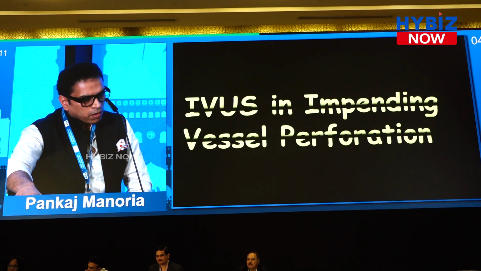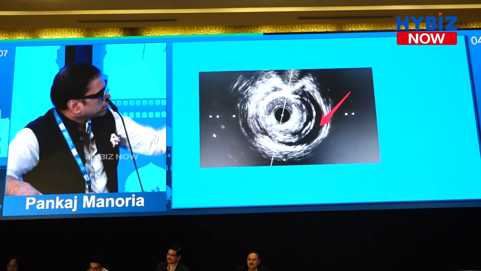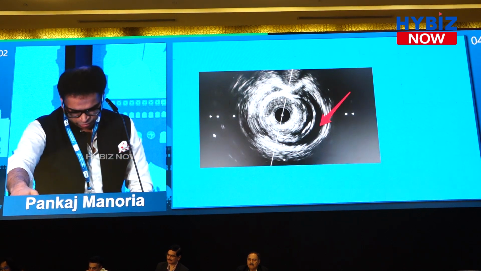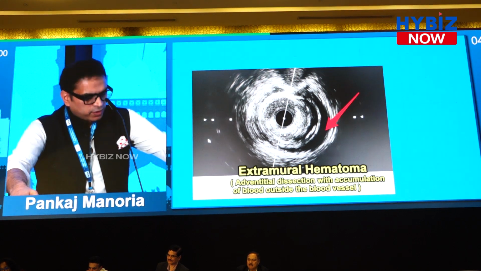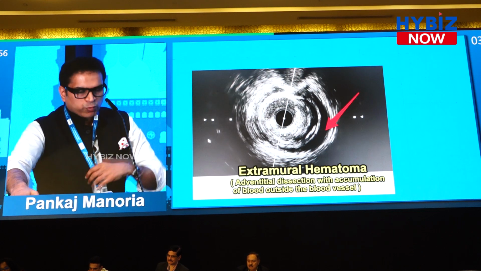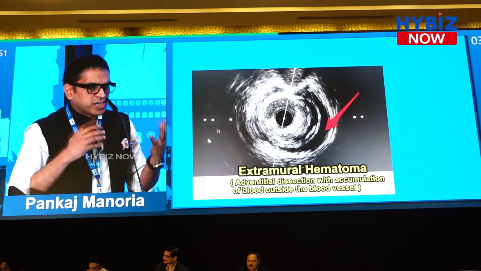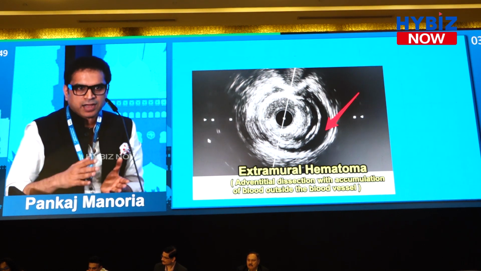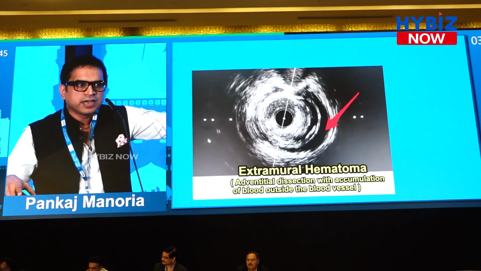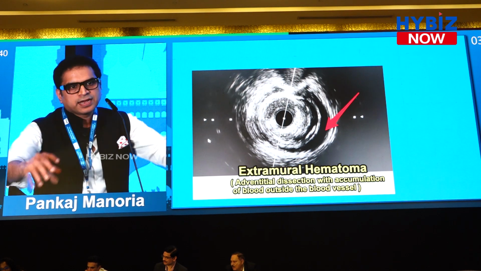What about IVUS in impending vessel perforation? This is the picture, what you see. This is nothing but extramural hematoma. What is extramural hematoma? The adventitial dissection with accumulation of blood or contrast within the blood vessels. It means that the extension has got beyond media into the adventitia, and you can see spillage of dye in the adventitia. Now, if you do further post-dilatation here, it can cause perforation.